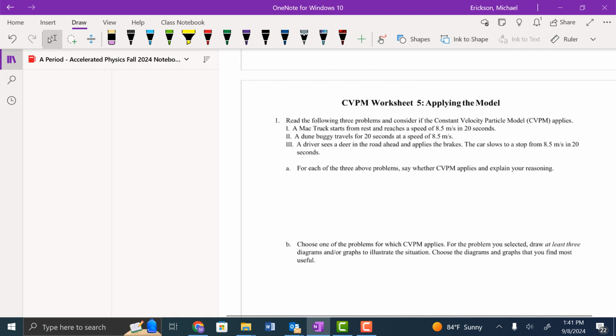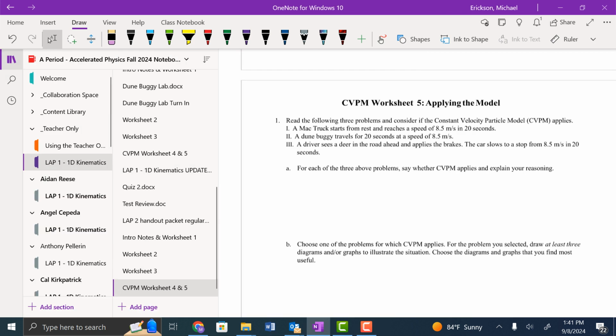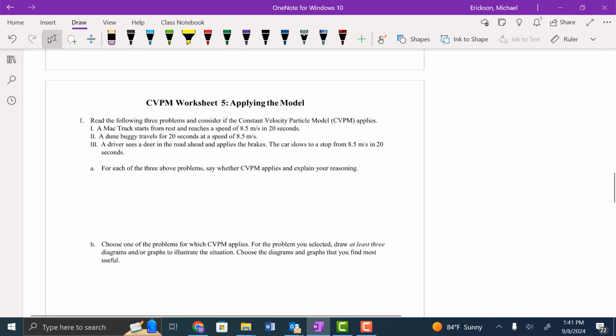All right, so now we're going to work on worksheet 5. This is the bottom half of the CVPM worksheet 4 and 5. This worksheet is kind of our transition into the next unit, which will be constant acceleration, which will make things more complicated, but we'll see what we've learned so far, what it can actually be used for. And they give us 3 scenarios.